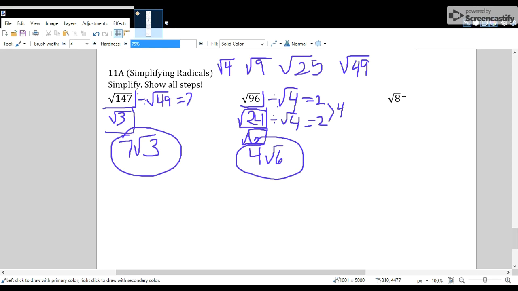And now we have the square root of 8. Well, we know that we could take out 4. 8 divided by 4 is 2. There's nothing you could take out of 2, so that's left over. So we have 2 times the square root of 2, and that's our simplified form. You can also write out the factors of each of these, the prime factorization. That's another way you could do these.